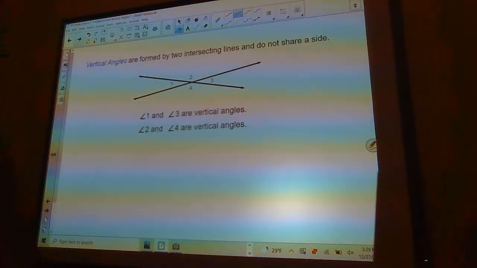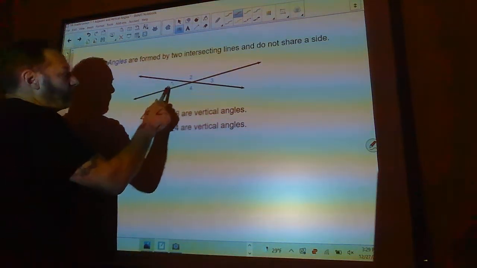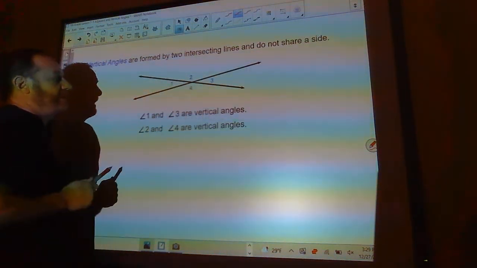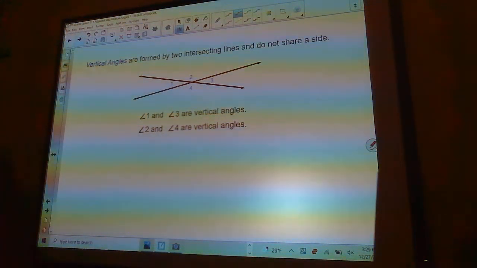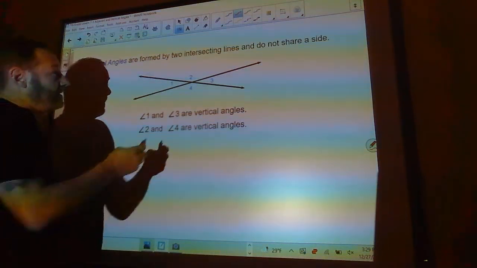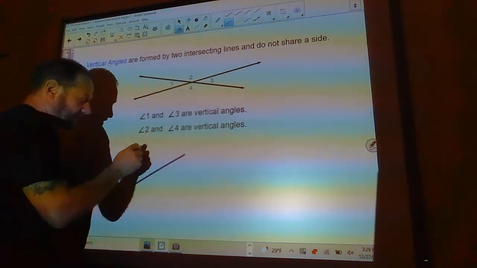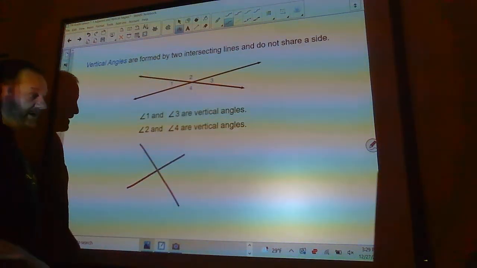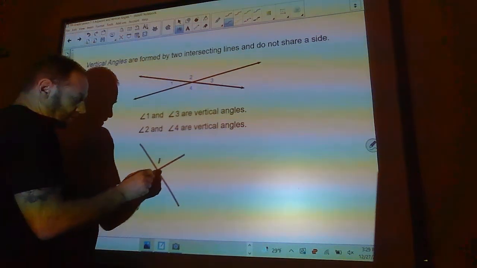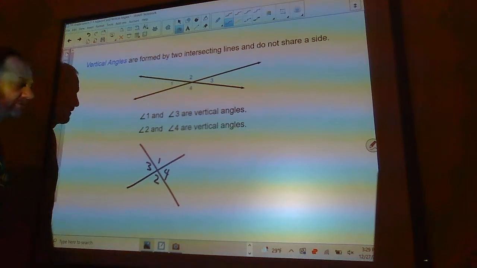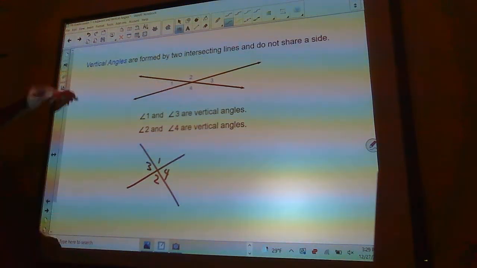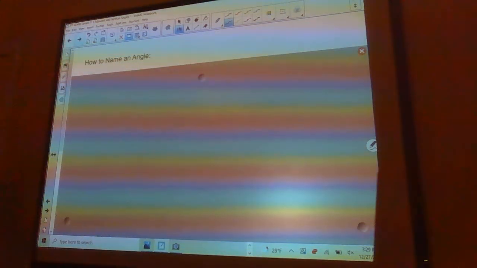Okay, vertical angles. Vertical angles are formed by 2 intersecting lines, and they do not share a side. So angle 1 and angle 3, those are vertical angles. Angle 2 and angle 4 are also vertical angles. When you have 2 lines intersect each other like this, you will always get 2 pairs of vertical angles. Those 2 will be vertical, and those 2 will be vertical. Okay? All right.